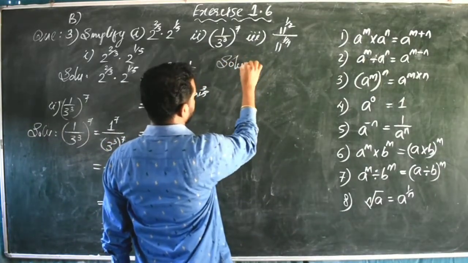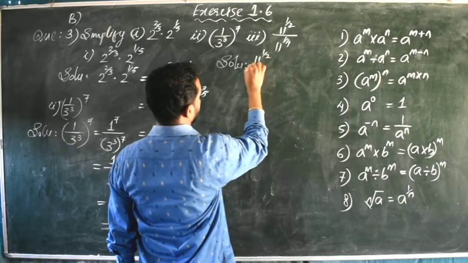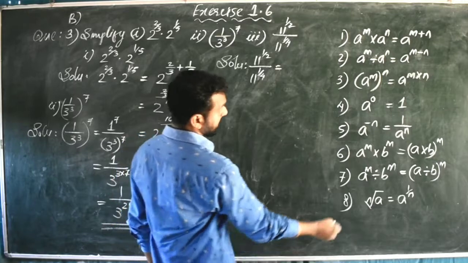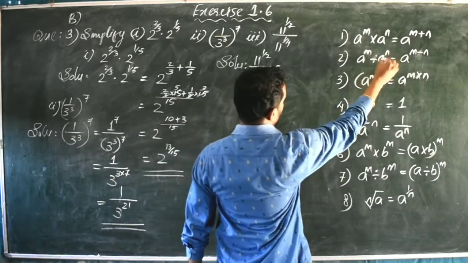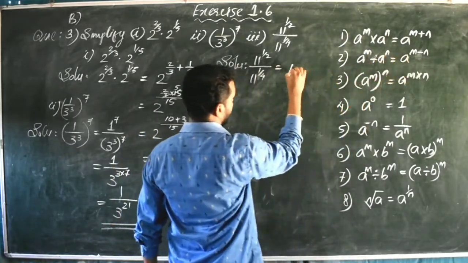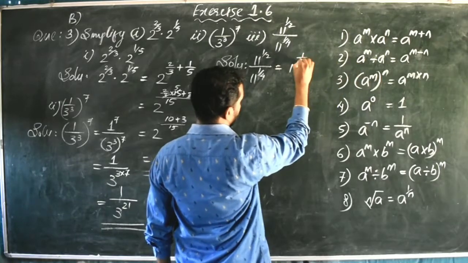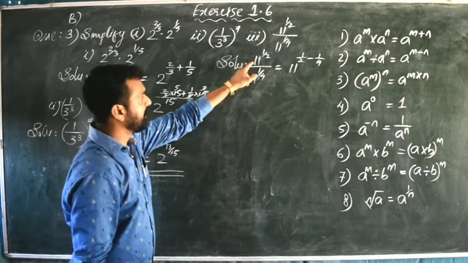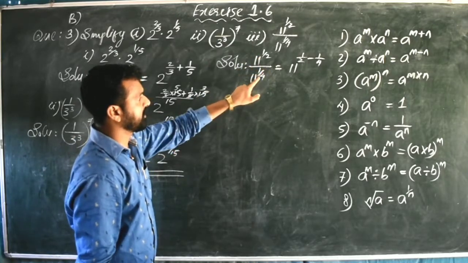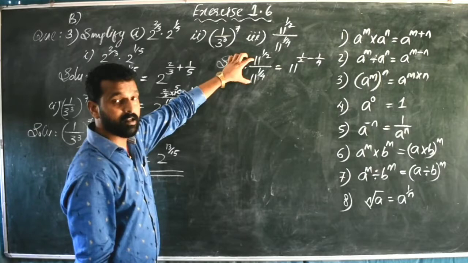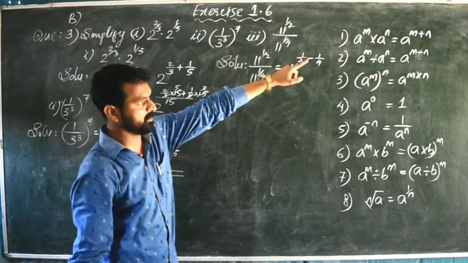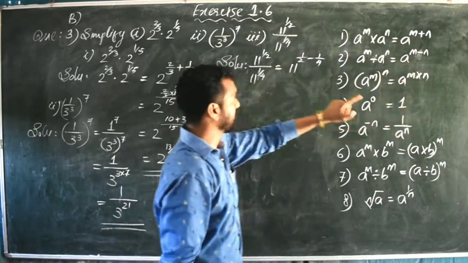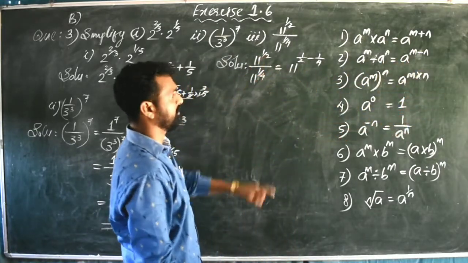11 raised to 1 by 2 divided by 11 raised to 1 by 4. A raised to M divided by A raised to N is equal to A raised to M minus N. Bases are equal, 11 and 11. Powers are different. So A raised to M divided by A raised to N is equal to, what is the formula? A raised to M minus N. So here it will come 1 by 2 minus 1 by 4.